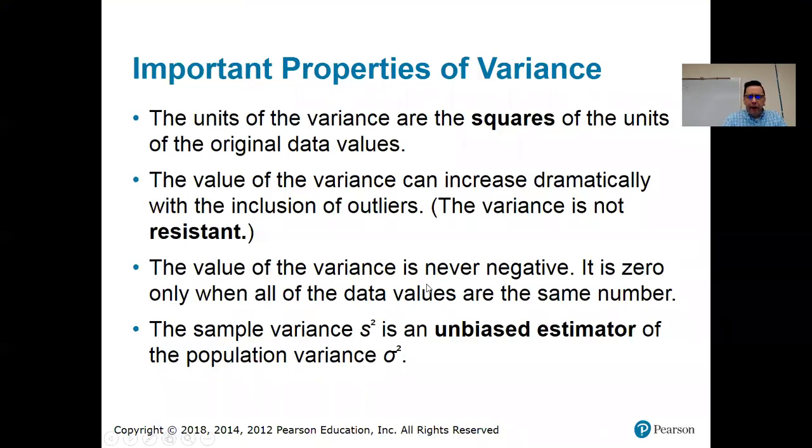The value of the variance is never negative. It is 0 only when all of the data values are the same number. And that's pretty much never going to happen. The sample variance s squared is an unbiased estimator of the population variance sigma squared. And unless you're a math major, you really don't have to bother with that too much.